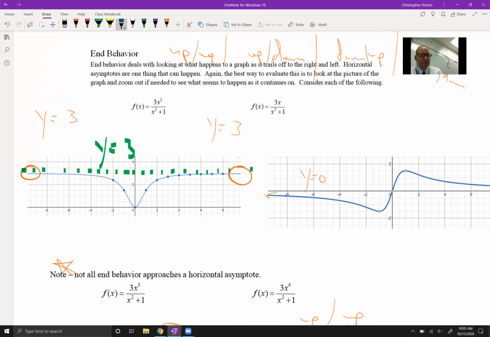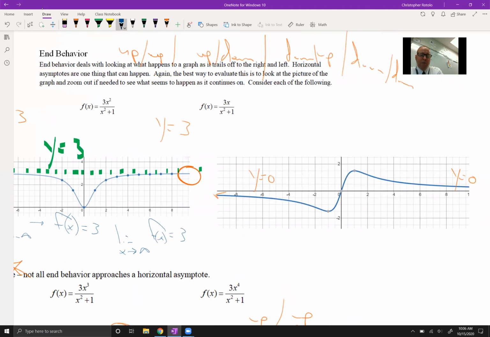So that means if I scroll up here, I can write these very formally. The limit as x approaches negative infinity, the function approaches 3. And the limit as x approaches positive infinity, the function approaches 3.